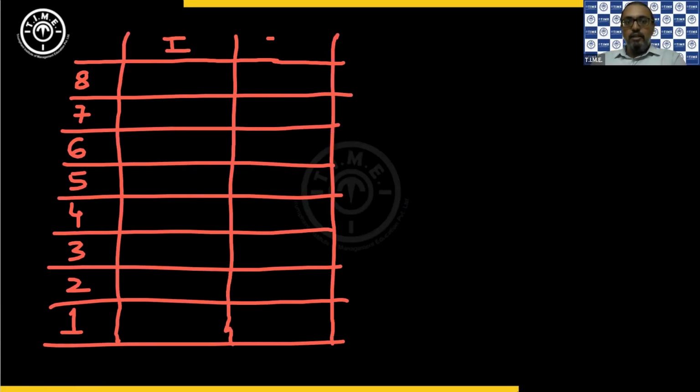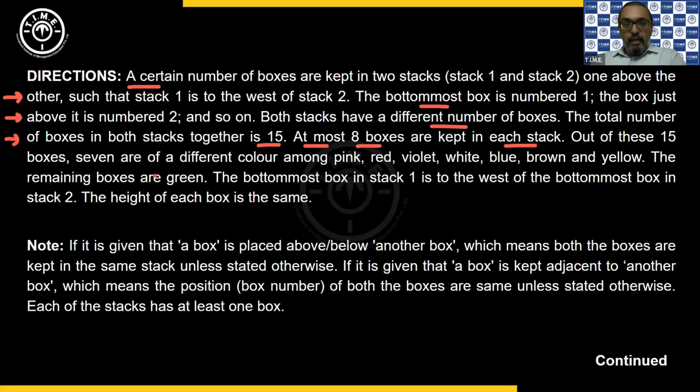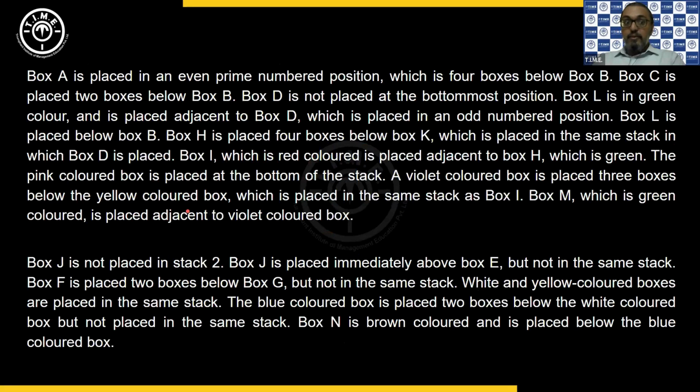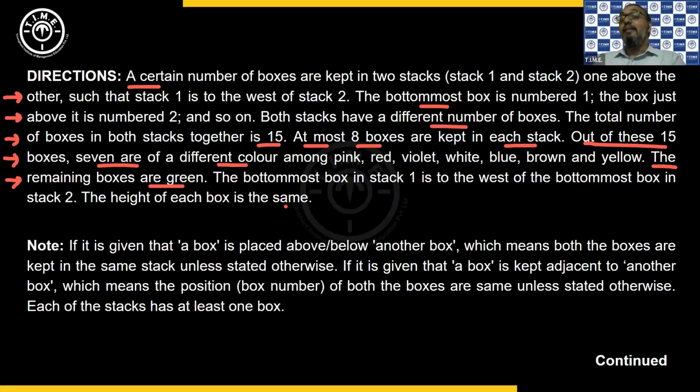So this is stack 1 and stack 2. Okay. And then he says out of these 15 boxes, 7 are of different color and he has given the colors. The remaining boxes are green. So that means there are 7 different colors given and then the remaining 8 boxes, everything will be green only. And he says the bottommost box in stack 1 is to the west of the bottommost box in stack 2. The height of each box is the same.